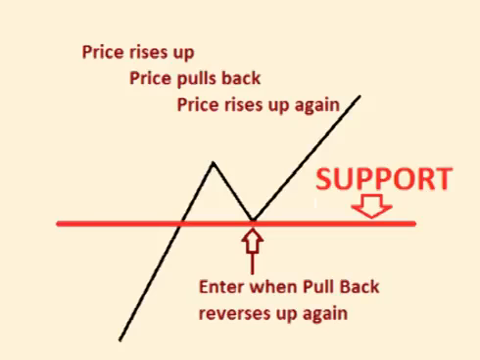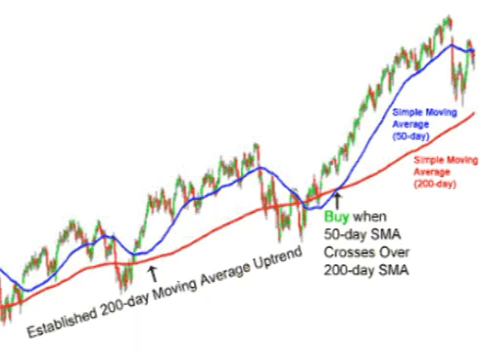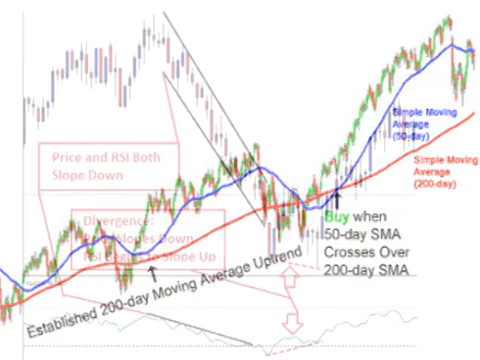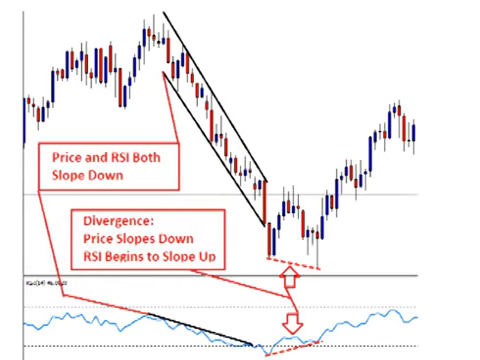To decide when to enter, a trader may use support and resistance. So as price reverses back down, they wait for price to hit a level of support and then enter. Or the trader may use some technical indicators. Perhaps the trader enters when a shorter-term moving average crosses over a longer-term moving average. Perhaps the trader looks for a divergence, such as RSI divergence.